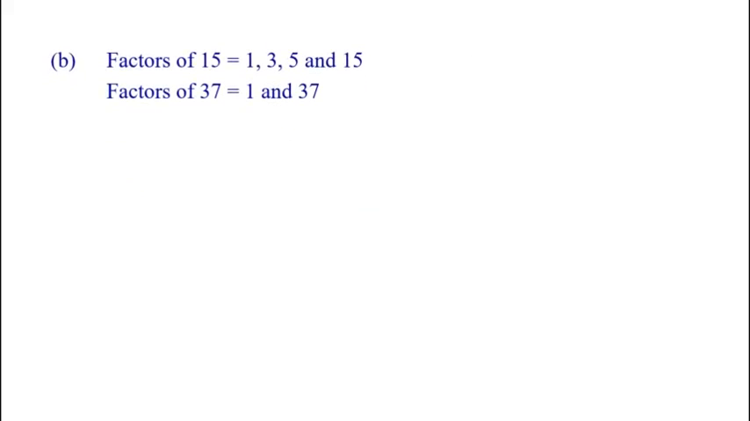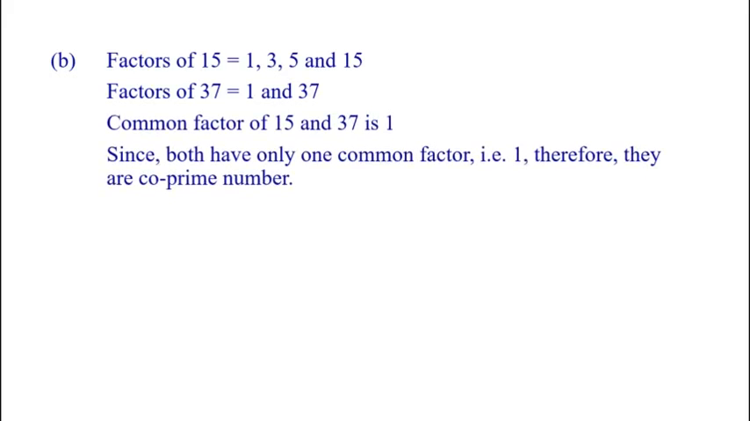Next numbers are 15 and 37. Factors of 15 are 1, 3, 5 and 15. Factors of 37 are 1 and 37. So, common factor of 15 and 37 is 1. Since both have only one common factor, that is 1, therefore they are co-prime numbers.